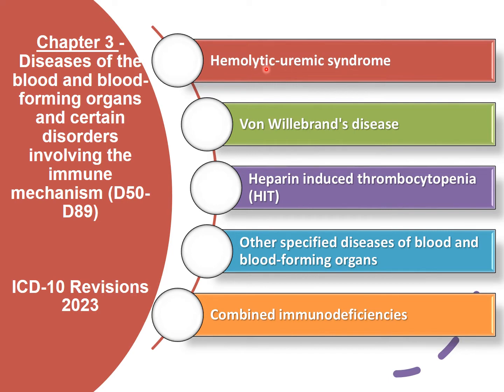New codes have been created in hemolytic uremic syndrome. Von Willebrand's disease codes have been expanded to accommodate the type of von Willebrand's disease. Several new codes in heparin induced thrombocytopenia and new codes in other specified diseases of the blood and blood forming organs, combined immunodeficiencies.